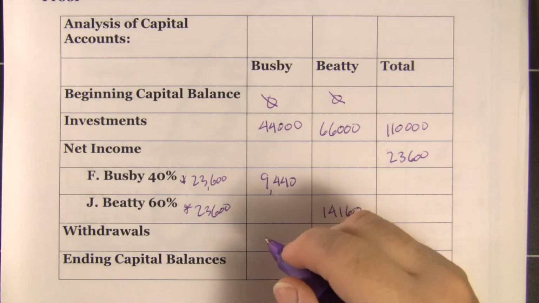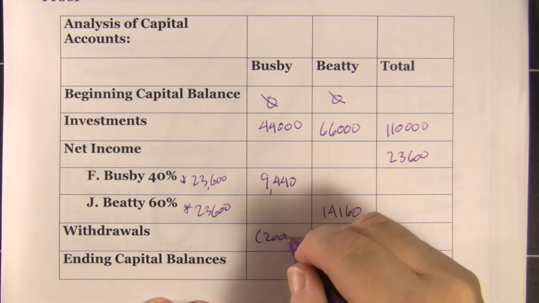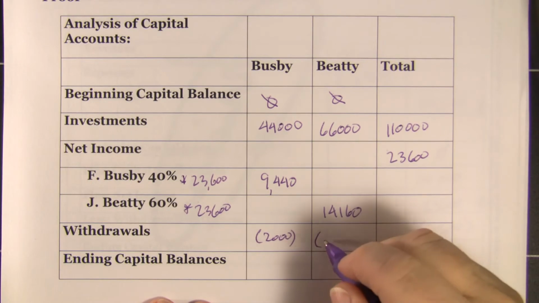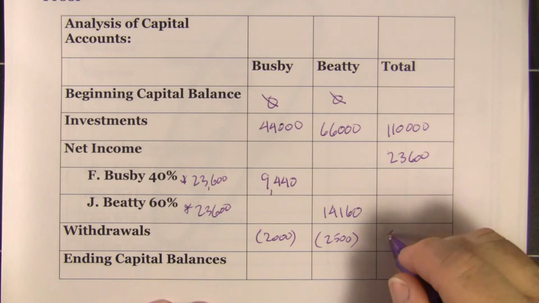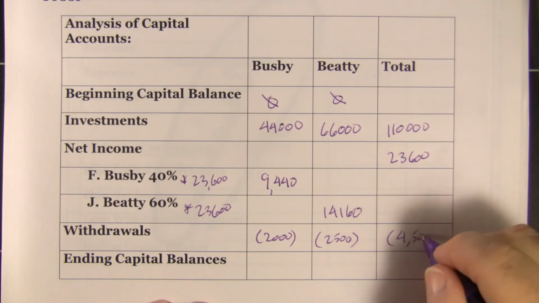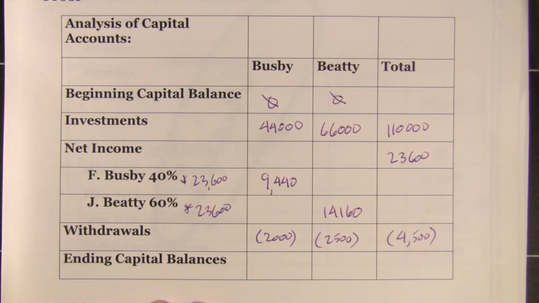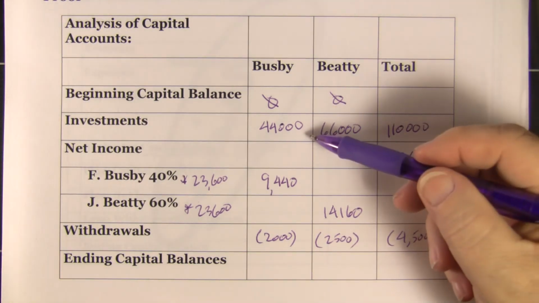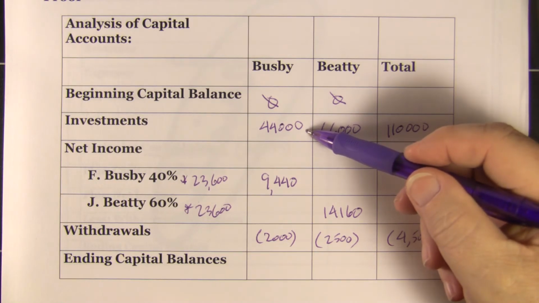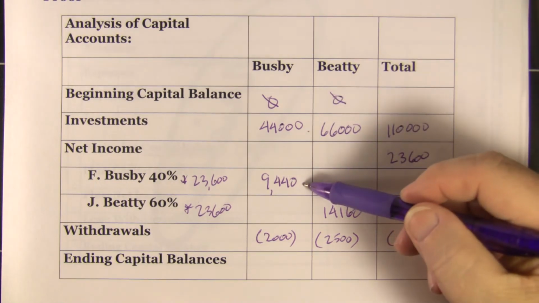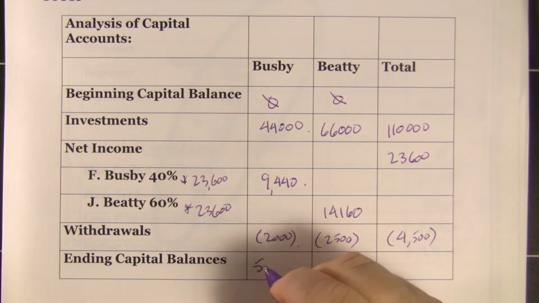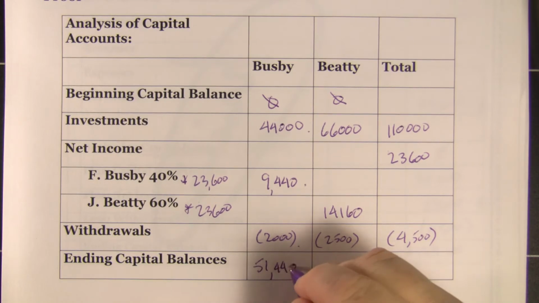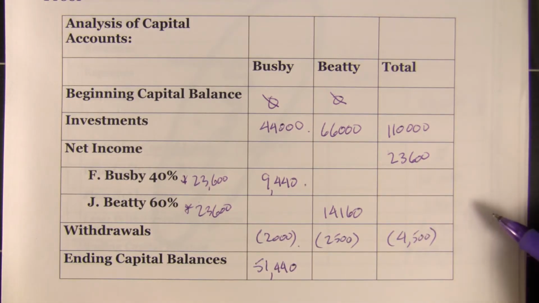Busby took $2,000 out for her personal use. Beatty took $2,500 out for her personal use. The total the partners combined took out was $4,500. Now add up their capital balances. Busby: $44,000, what she put in, plus $9,440, minus $2,000. $51,440. Do the same thing for Beatty.